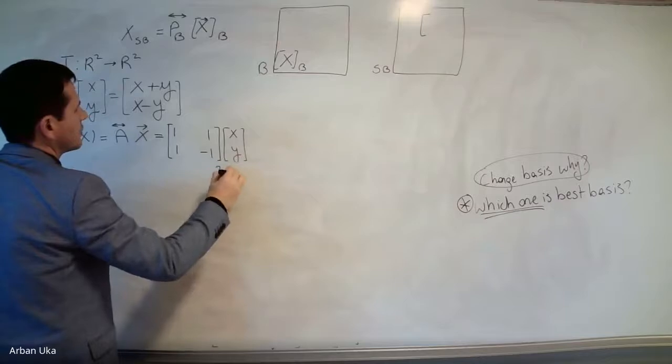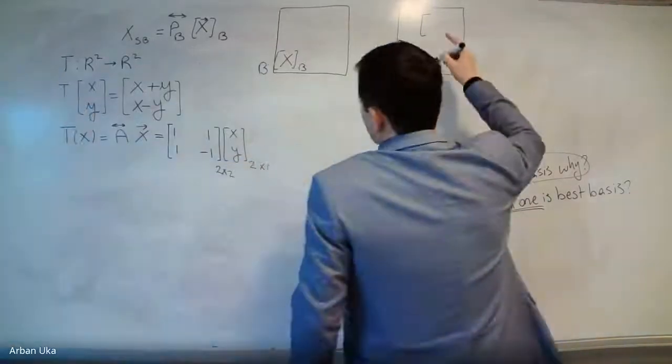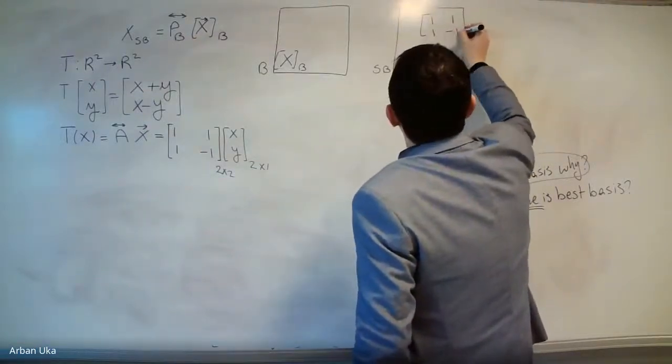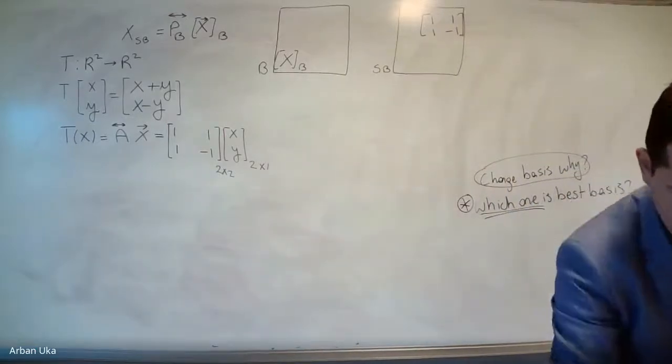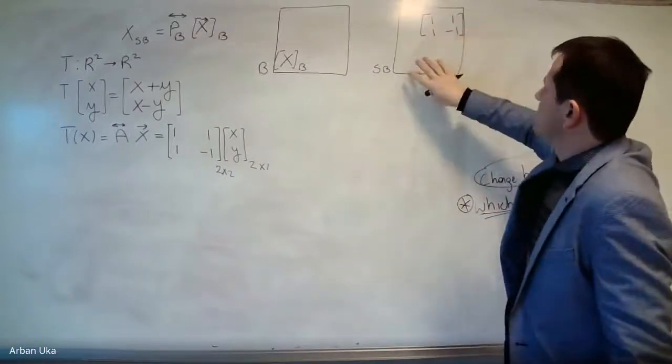So this is a matrix which is 2 by 2. This is the vector which is 2 by 1. And this matrix A is 1, 1, 1, minus 1. Are you following, Irina? Yes. Okay, thanks. So this is 1, 1, 1, minus 1, in the standard basis.